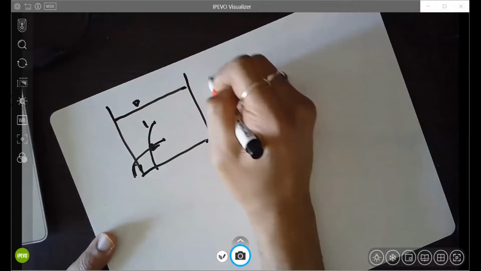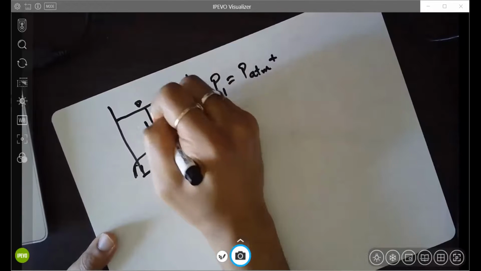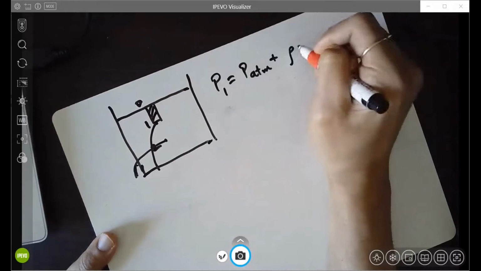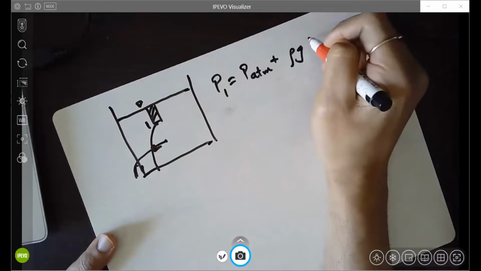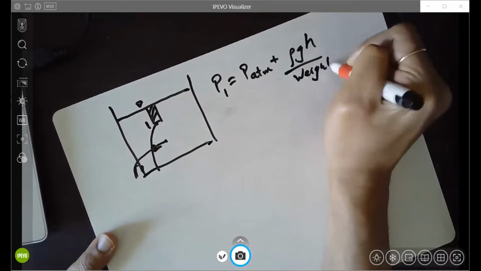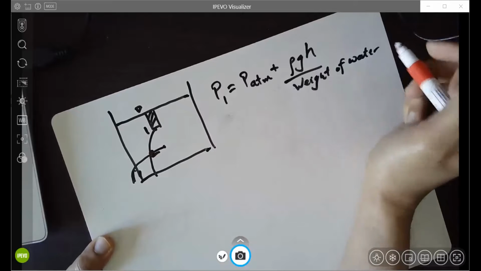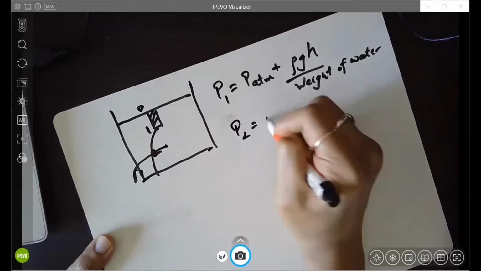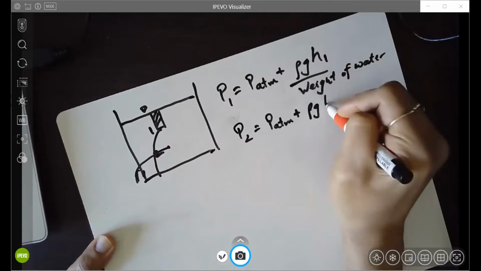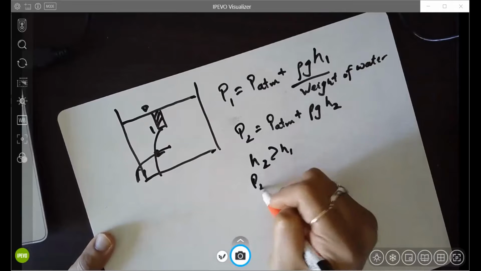So think about the pressure at point 1. It's the atmospheric pressure plus the pressure due to the weight of the water column out here, which is the density of water into the acceleration of gravity into its height. This is the weight of water. And P2 is P atmospheric plus rho g H2. Now see, since H2 is greater than H1, P2 is greater than P1.